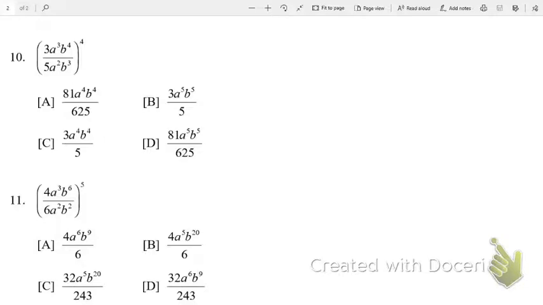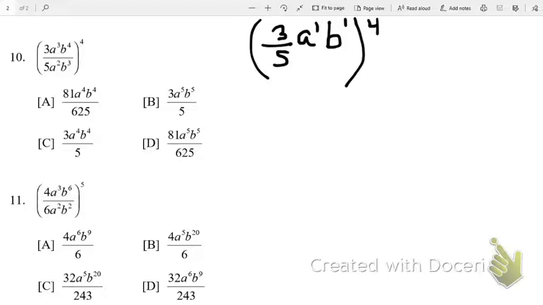Here's what I would do. Look at the 3/5. You can't reduce them, so keep it the way it is, 3 over 5. Subtract the powers of a. You get a to the power of 1. Subtract the powers of b. You get b to the power of 1. And now you can put back that little power of 4. And now the 3, the a, the b, and the 5, they're all going to get a power of 4, like we did 2 weeks ago.